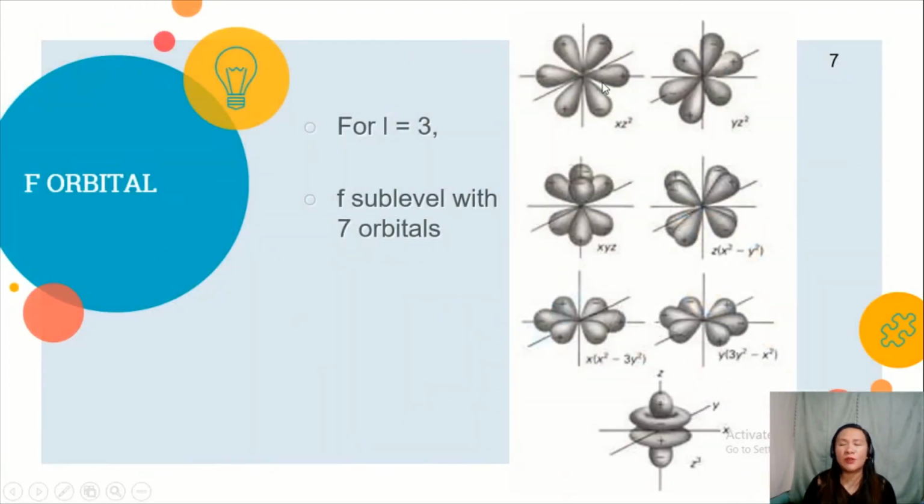Okay, so again, if we look at this, they look like they have different lobes. So how many lobes? It actually has 6 lobes for 6 of the different suborbitals, and they are located with 3 nodal planes. However, the last suborbital of the f sublevel will contain a dumbbell shape, and it has 2 donuts in between. So this is how our f orbital would look like.